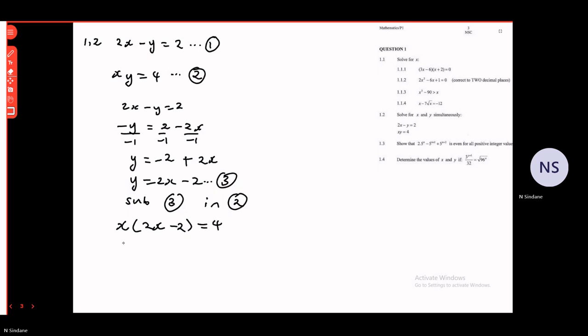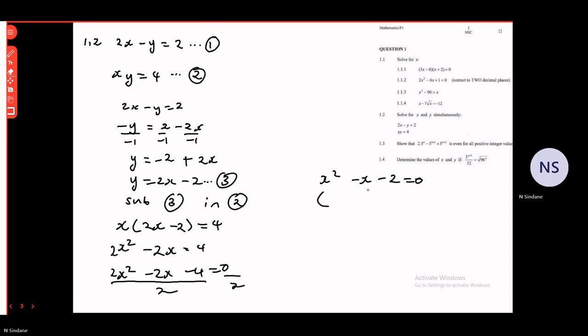Now, I'm going to expand this. This will be x, 2x squared minus 2x is equals to 4. And then 2x squared minus 2x minus 4 is equals to 0. Now that is 0, please. And then divide by 2, divide by 2. I'm going to have x squared minus x minus 2 is equals to 0. And then I now factorize: x, 2, 1. Then minus 2 plus 1. This is equals to 0. If I'm not mistaken. Yes.